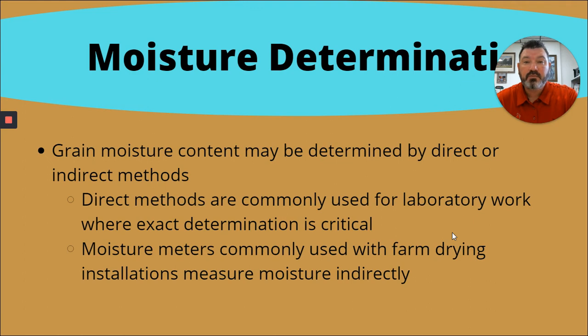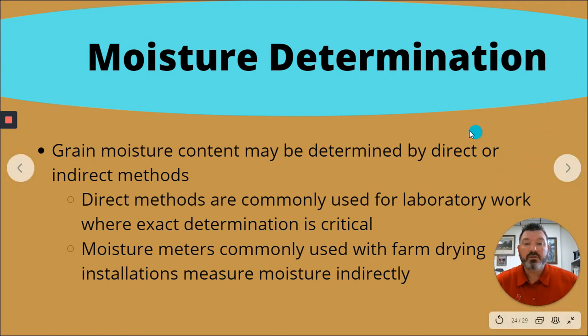So, moisture determination. When we look at grain moisture, it's determined by either direct or indirect methods. A direct method is typically used in laboratory work. Most of you are probably familiar with the moisture tester that you dump a sample of grain into, hit a button, and in a couple of seconds it spits out a moisture reading. That is mostly an electrical conductivity test, and that is primarily what's used in the industry, out on the farm or in the bin.